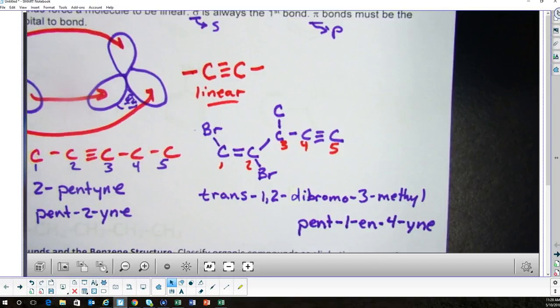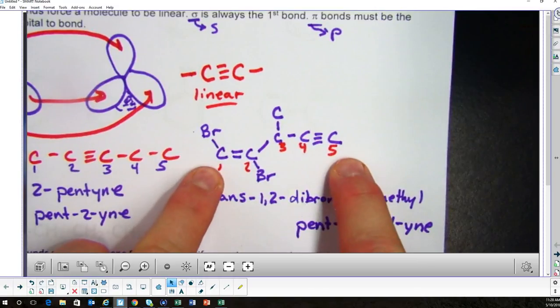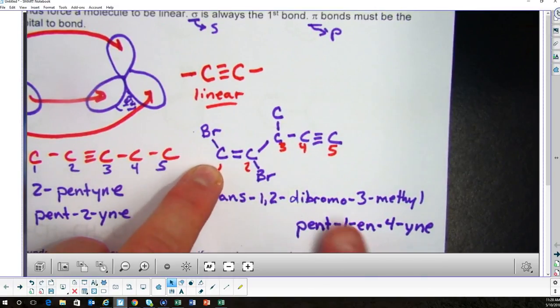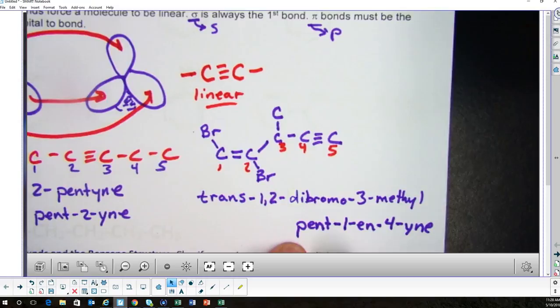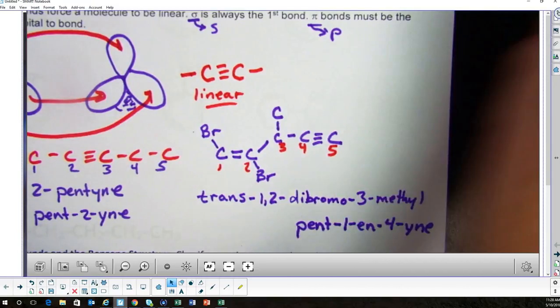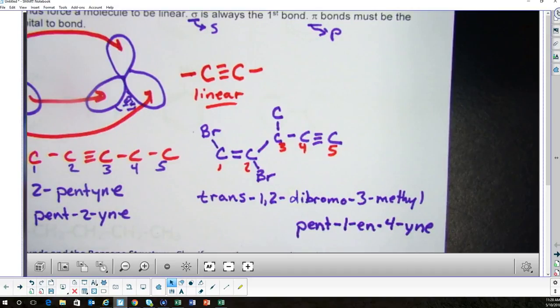If they're both on the same carbon, yes. So they're both starting on the same carbon. They both would have been 1. So ene comes first. That's why I changed it down here. So when I do this, I always work with the main chain first. I ignore the rest of them.